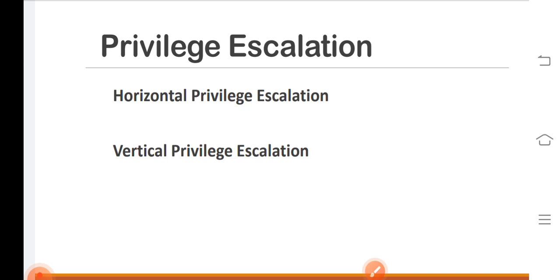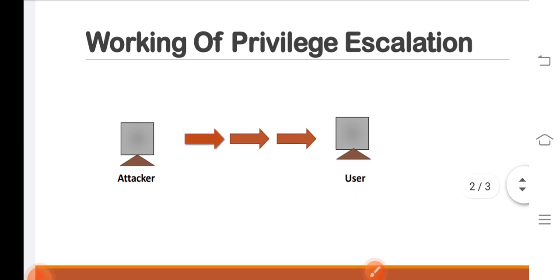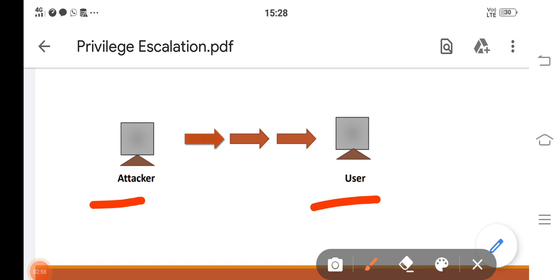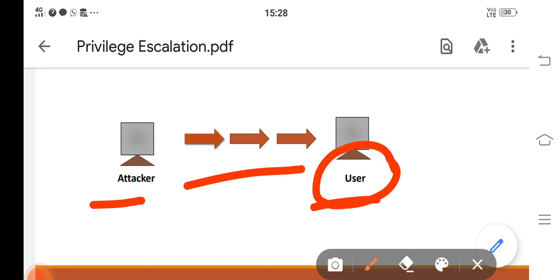Next, the working of privilege escalation. For example, someone performing online banking can access the site with administrative functions. So here are the attacker and the user. The attacker says, I can access the network using the John user account, but I need admin privileges. So this is how privilege escalation works.